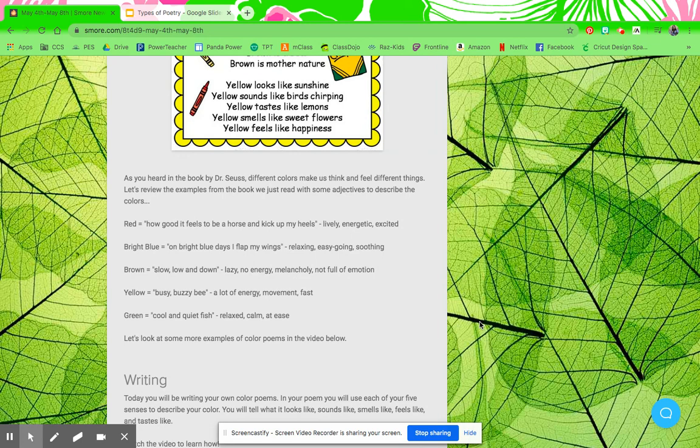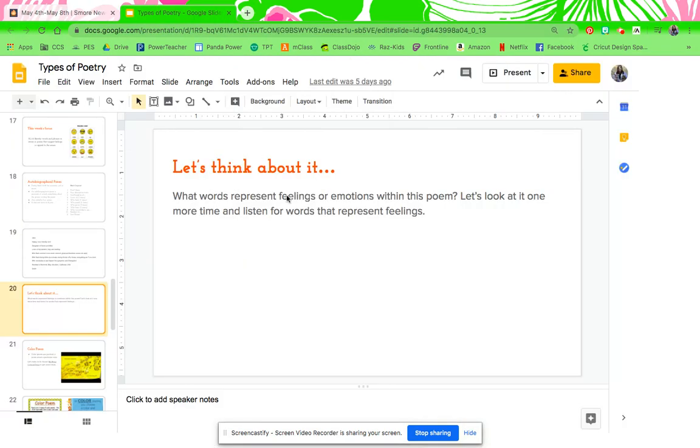Brown was slow, low, and down, which is kind of a thought of maybe lazy, no energy, melancholy, and not really full of emotion. Yellow was busy, buzzy bee, a lot of energy, movement, and fast. Green was cool and quiet fish. This made me feel relaxed and calm and at ease. Let's look at some more examples of color poems on the next page.